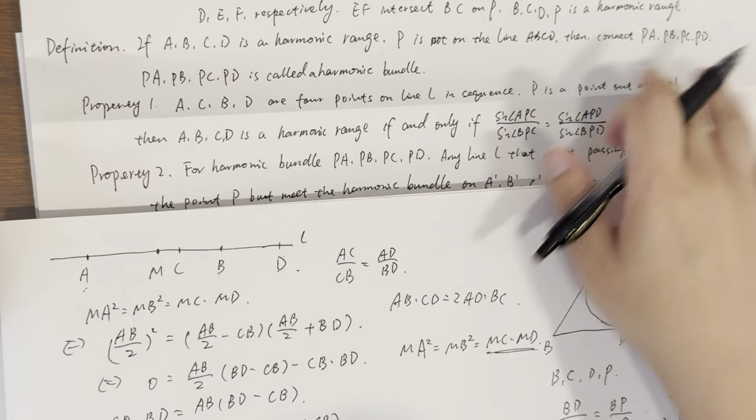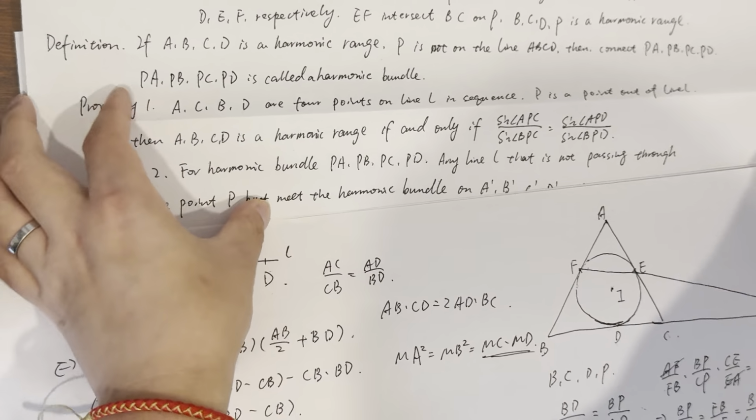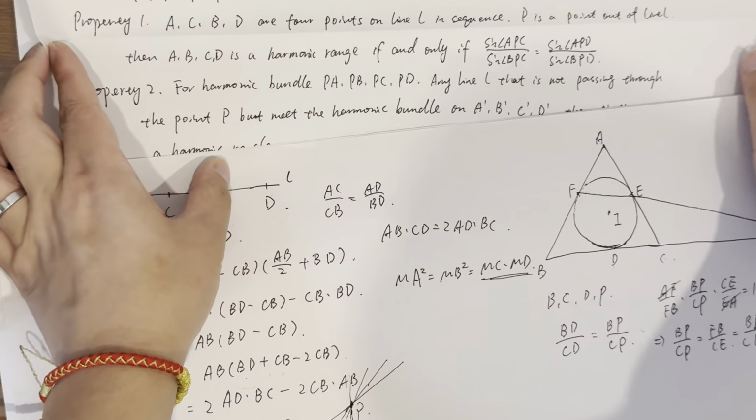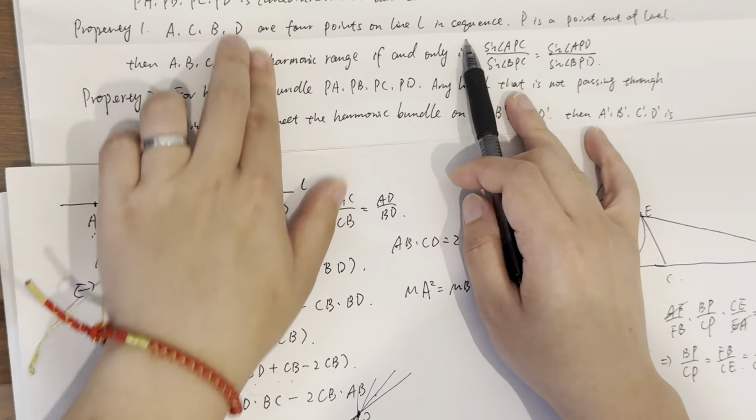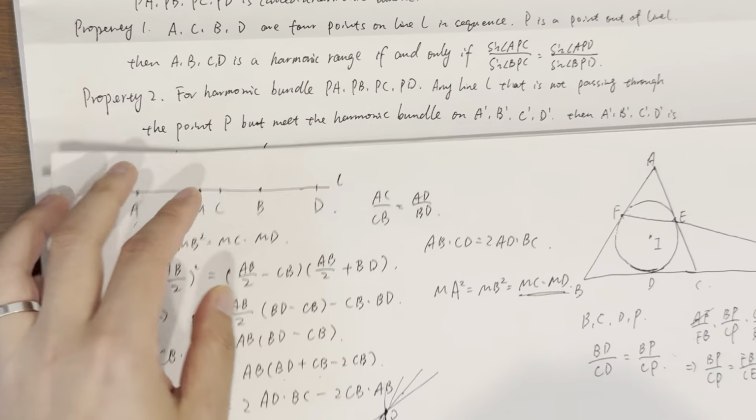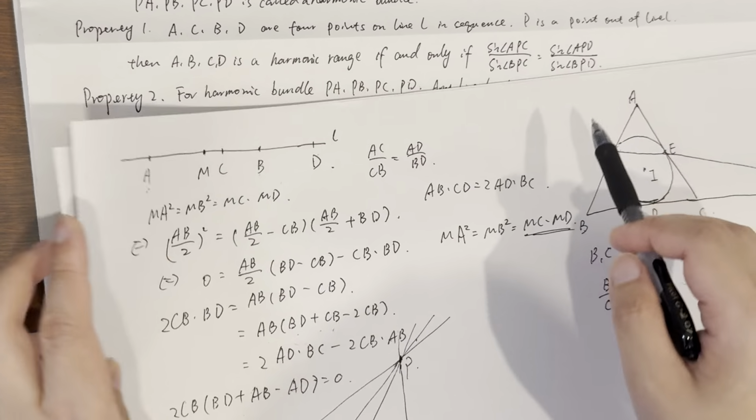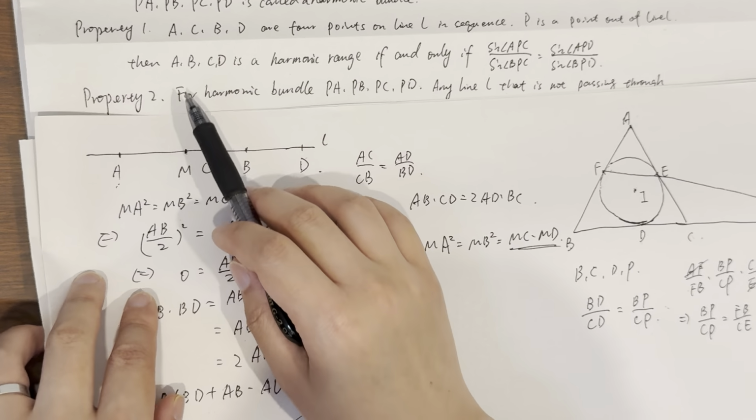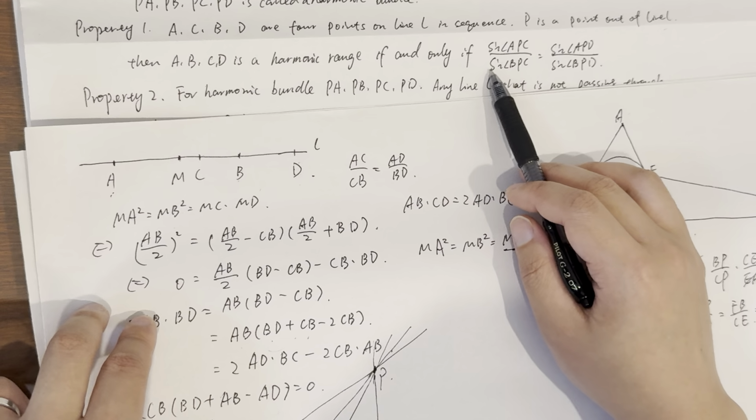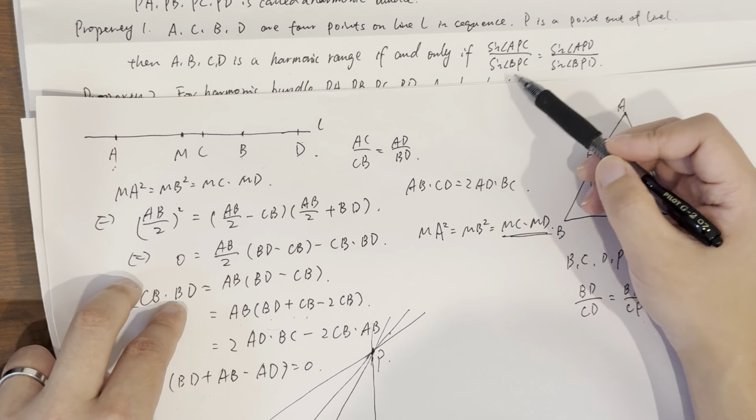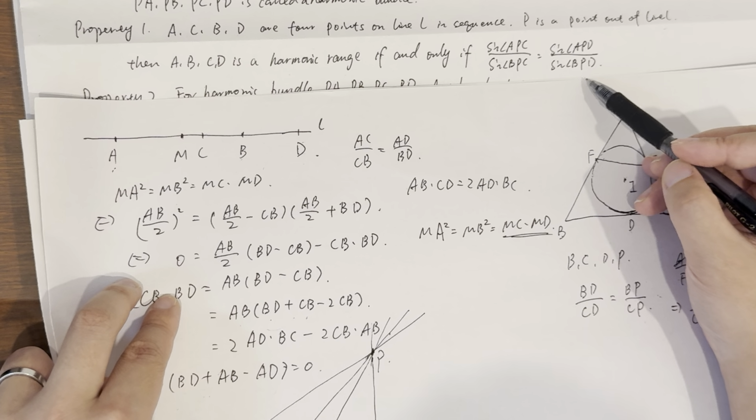Now let's look at the properties of the harmonic bundle. The first property is that A, C, B, D are 4 points on line L in sequence, right? Basically, it's here. And P is a point out of line L. Then ABCD is a harmonic range if and only if sine angle APC to sine angle BPC equals sine angle APD to sine angle BPD.